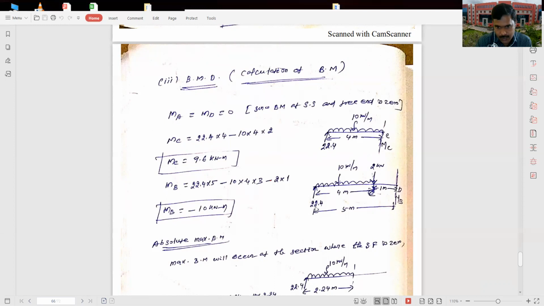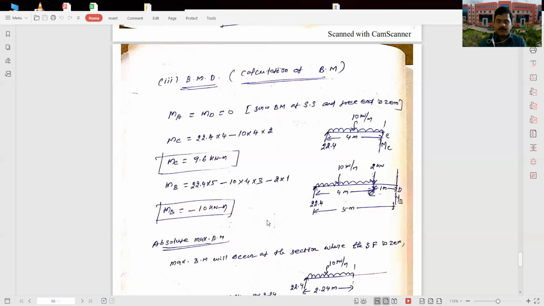And the moment at B, you can see here 22.4 into distance 5 meter. You can see 22.4 into 5 meter. And this UDL converted to point load is 10 into 4, acting downward, minus towards this section. So minus 10 into 4. And the distance is, it is acting at the center. Therefore here to here 2 meter, here 1 meter. Therefore towards B, 2 meter plus 1 meter, 3 meter. So minus 10 into 4 into 3. Then here you can see this 2 kilonewton acting downward, therefore minus 2 into distance 1 meter, so minus 2 into 1. So the moment at B is minus 10 kilonewton meter, isn't it?